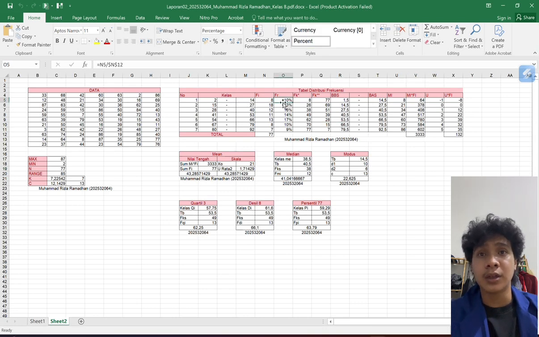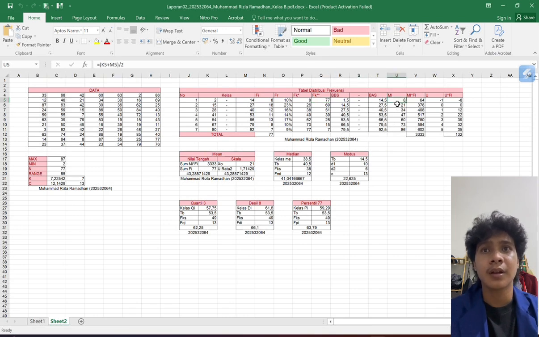Next, I calculated the cumulative frequency, or FK star. FK star represents the cumulative frequency from top to bottom, while FK double star represents the cumulative frequency from bottom to top. After completing the frequency distribution table, I calculated the midpoint, or ME, for each class interval by averaging the lower and upper class boundaries. The midpoint values were multiplied by their corresponding frequency to obtain ME times FE.